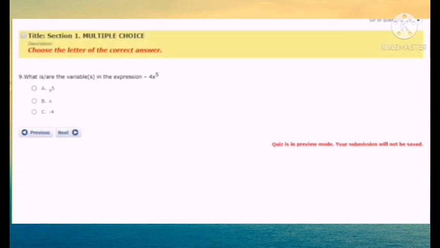Number 9. What are the variables in the expression? Okay, so again, when you say variable, they are the letters used to represent an unknown number. And the letter here is only x, so it's letter B.